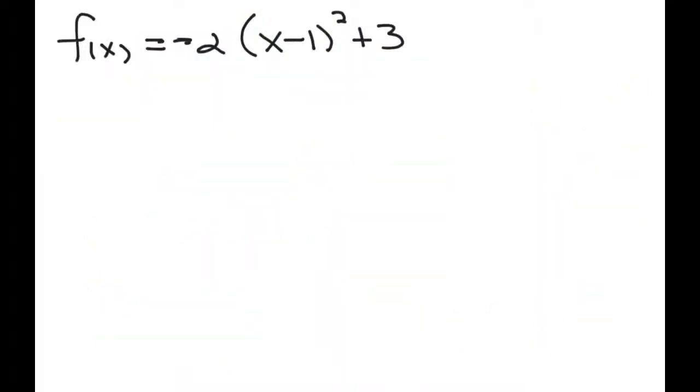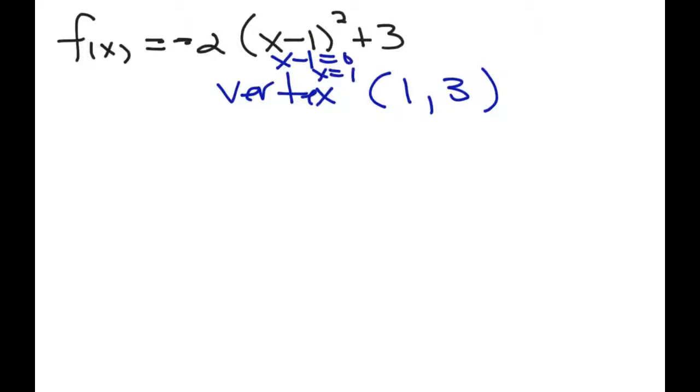All right, let's talk about this one more time. This is called vertex form. And vertex form is very useful because it tells me how the parabola has been transformed. First of all, I can tell you that the vertex is at (1, 3). Remember, inside the parentheses, if there's a minus sign, it's the opposite. Think about it like this. x minus 1 equals 0, so x must equal 1. So I know the vertex is at (1, 3). I know the graph has been moved to the right 1 and up 3.